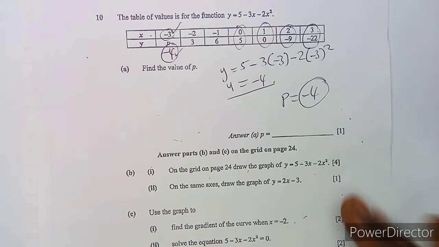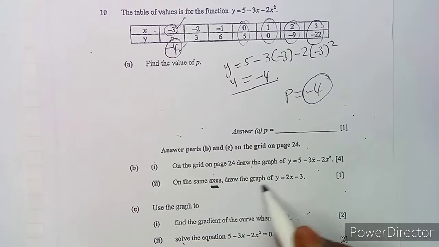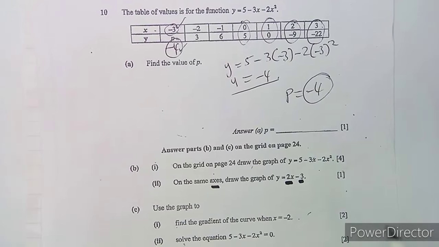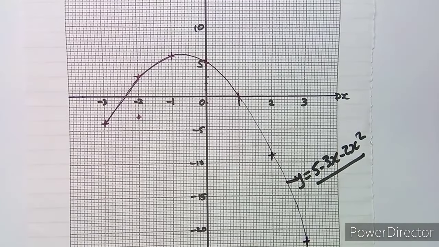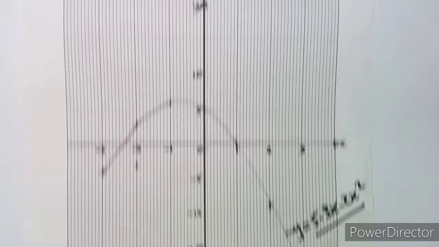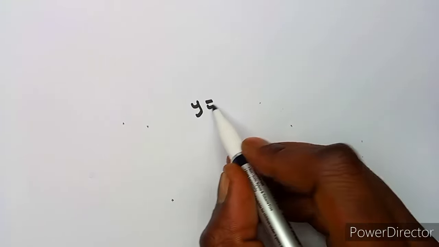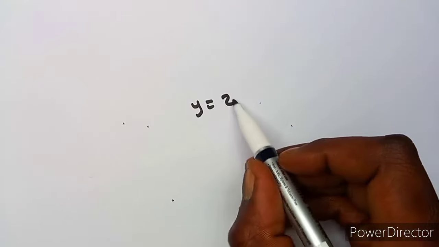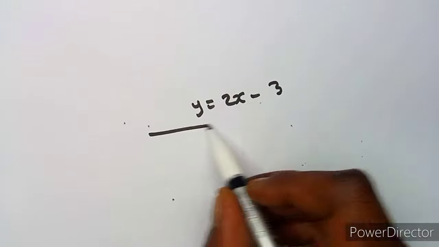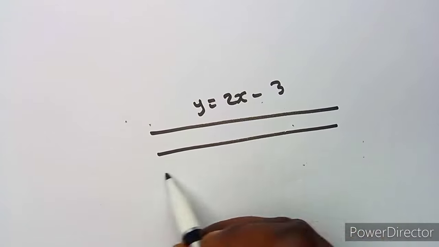Then that's it, guys. Then on the same axis, draw the graph of y is equal to 2x minus 3. So this is now a straight line. How am I going to draw this straight line? You can use table values, or you can even use double intercept, depending on what you want. Y is equal to 2x minus 3. So let's just use a table of values.